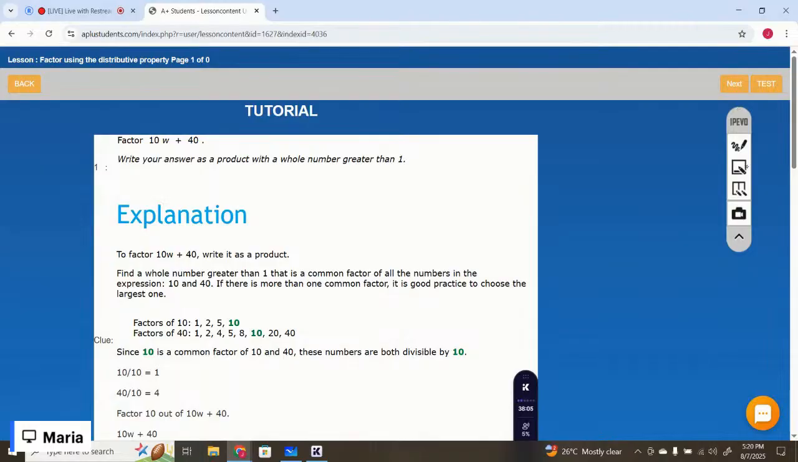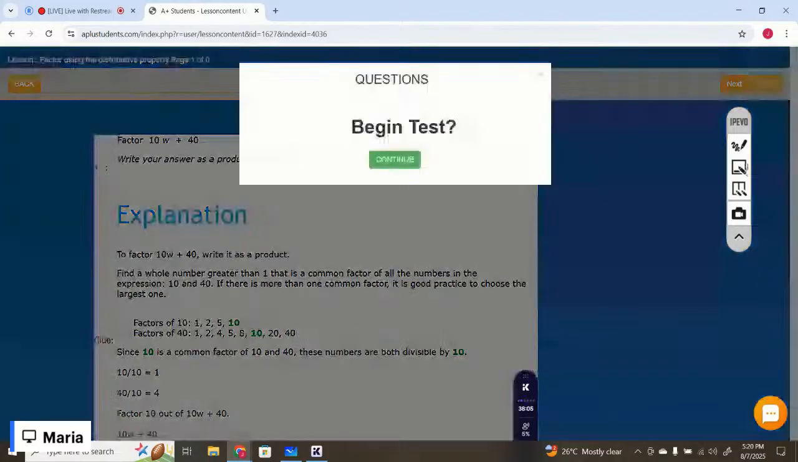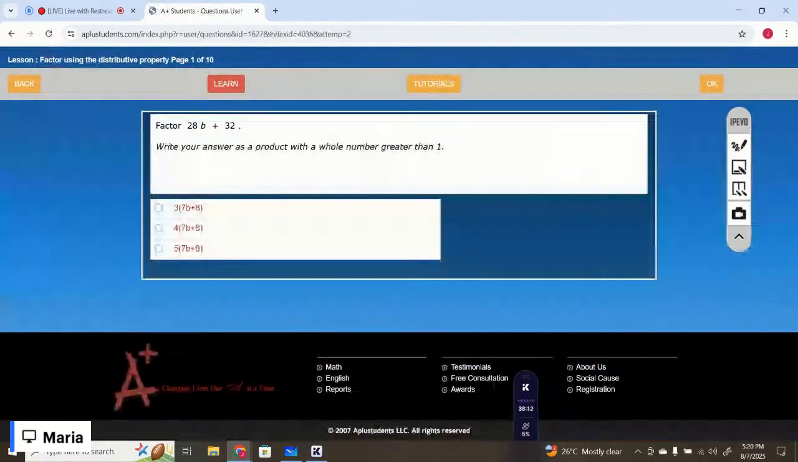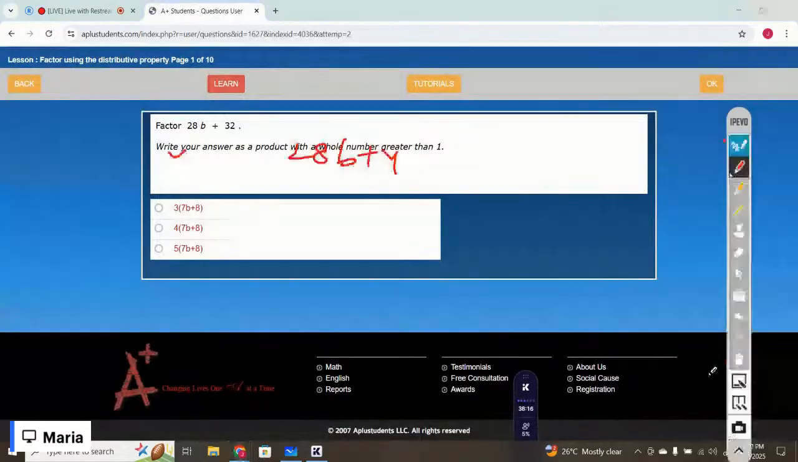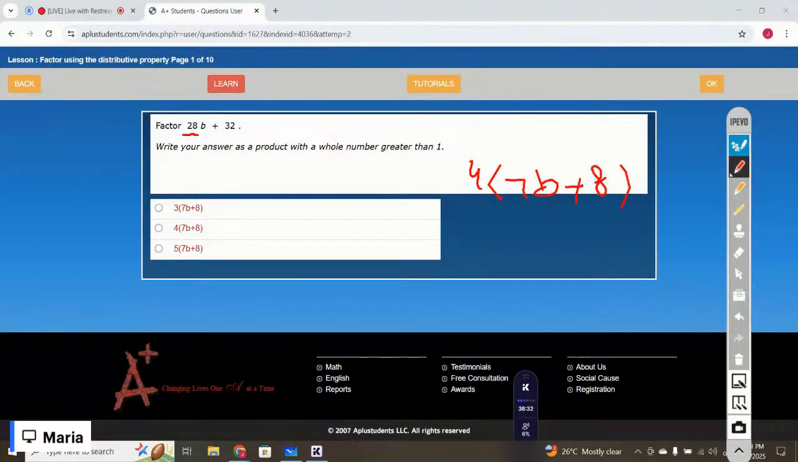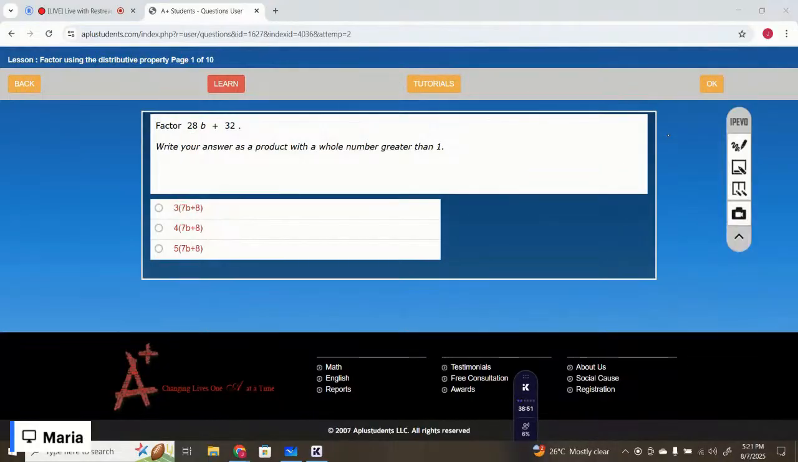Let's just start with the test questions. 28b plus 32. So we need to find a common number that can divide both 28 and 32, right? 4. That means 4 is common. So 4 times what number is 28? 4 times 7 is 28 and 4 times 8 is 32. So that is 4 times 7b plus 8. Option number 2 is the correct option.